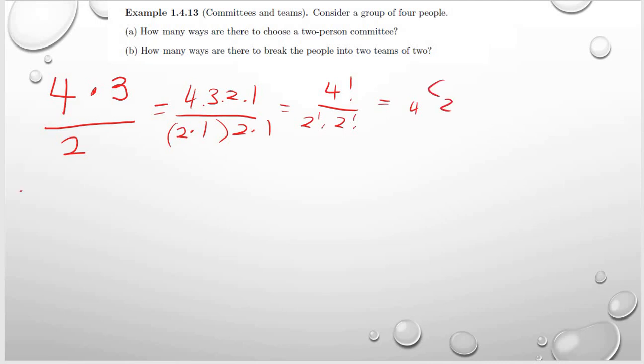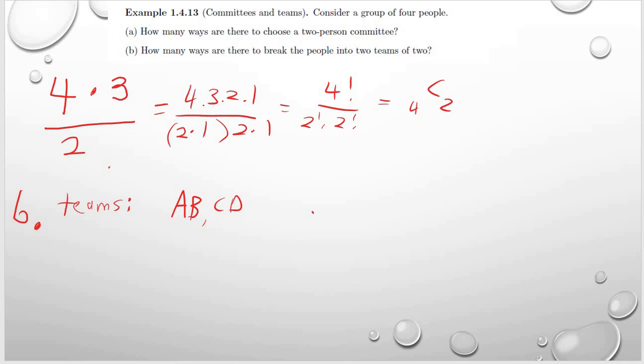Now that was A, but what if we want to just break people into teams? Well, here you will notice that if we put 2 people on a committee, then we have 2 people left over. And so we were making another 2-person group at the same time, which leads us to think if we're thinking about teams, then maybe we will have done some overcounting. So now let's think about teams. And we can do a little brute force here, listing all the possibilities. So let's let our persons be A, B, C, and D.